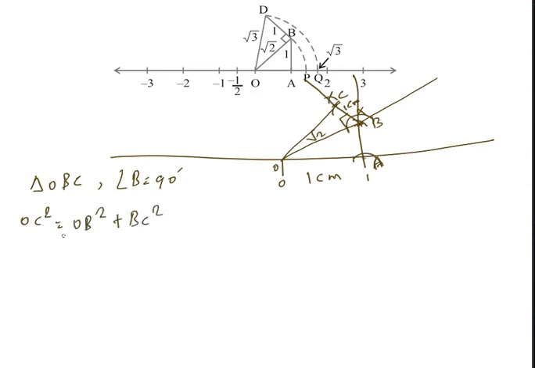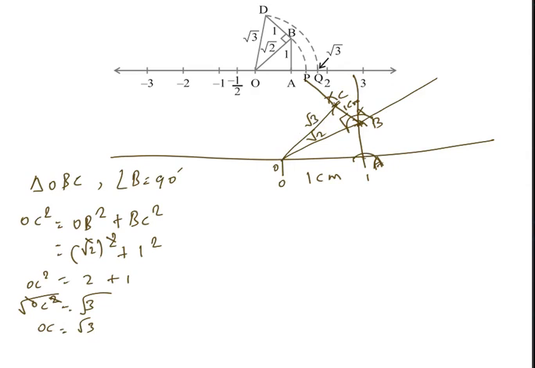What will happen? OB square is what? OB is root 2. So root 2 the whole square plus BC is 1 square. This root and square will get cancelled. It will become 2 plus 1. What is this? It is OC square. So OC square is 3. If we take square root on both the sides, this square and root will get cancelled. So OC equals root 3. That means the length of OC is root 3.